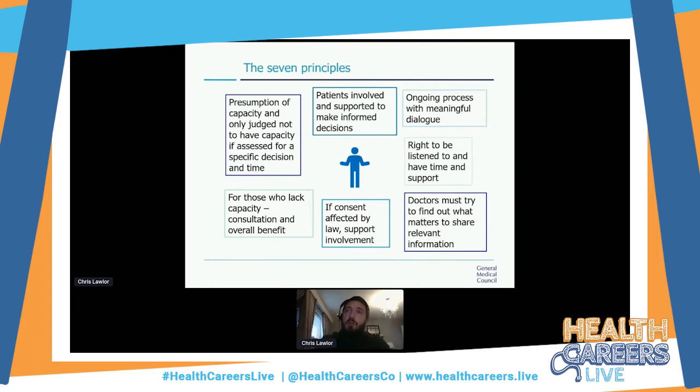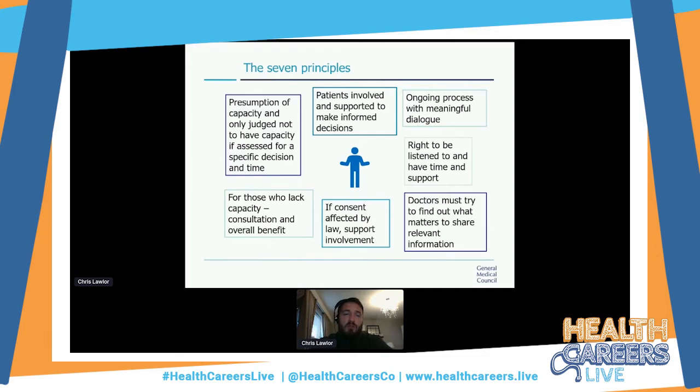If we follow it down to the box underneath that, we need to ensure that all of our patients have the right to be listened to and have time and support available to them. So we shouldn't be putting pressure on patients to make decisions. They've got to have time to consider the decisions that we are asking them to make, and we've got to ensure that they've got support around them if that is needed. And the key point is probably the first 4 words, that patients have the right to be listened to. So you need to give patients the time to ask you any questions and discuss any issues with you, and really, support them to do that.